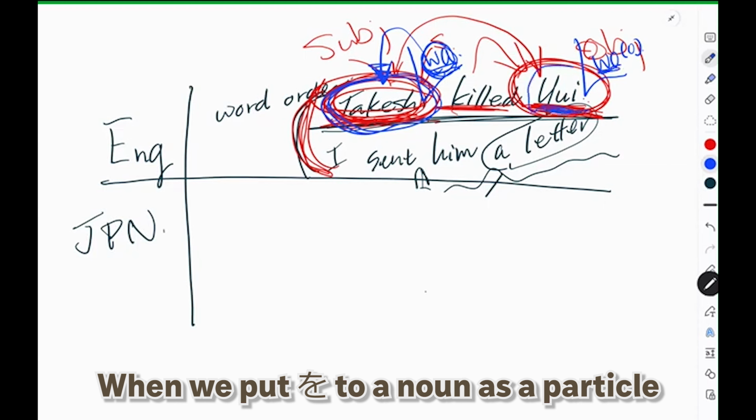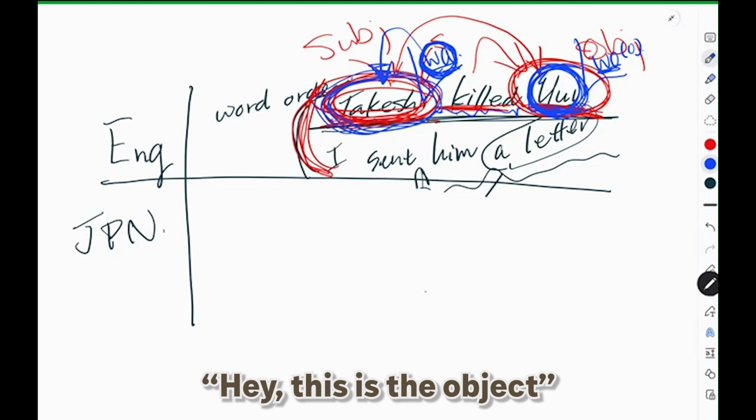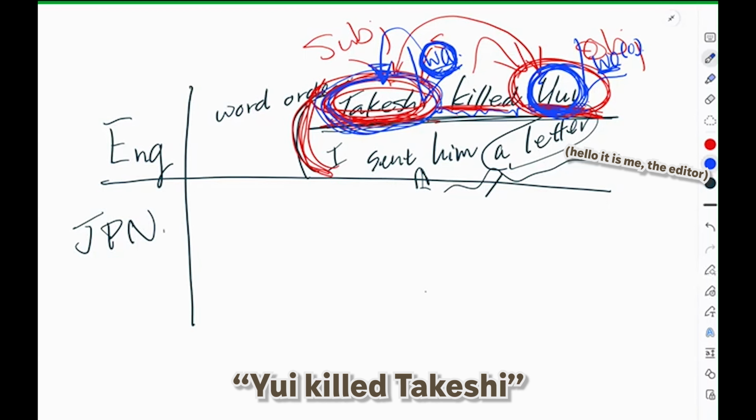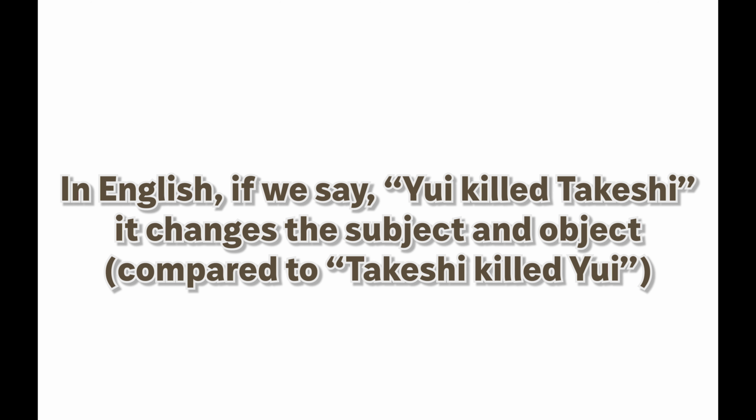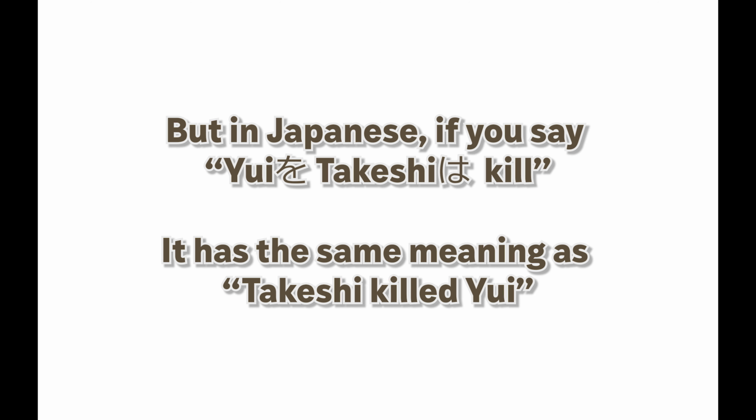So with that, because we already have these particles that say, hey, this is the subject, hey, this is the object, we can shuffle the word order and say Yui killed Takeshi, but Yui o, Takeshi wa, kill. And that will mean the same thing.